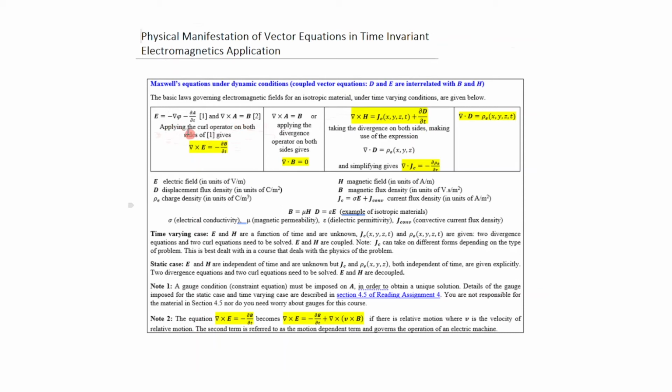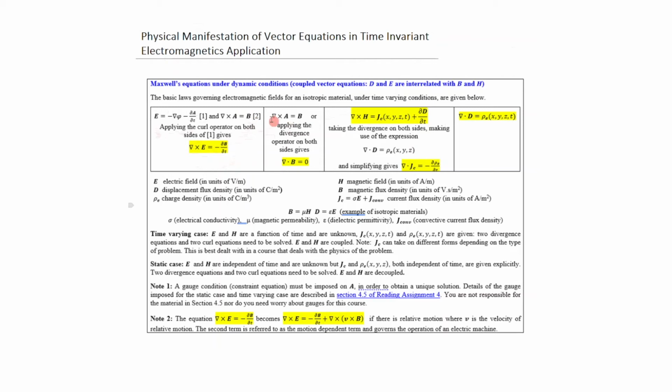If we apply the curl operator on both sides of equation 1, it's a curl of E. Curl of grad phi is 0 because it's a conservative field. And you're left with minus d curl of A dt. But because of this relationship, this becomes curl of E equals minus dB by dt. So this is one of Maxwell's equations. This is actually Faraday's law.